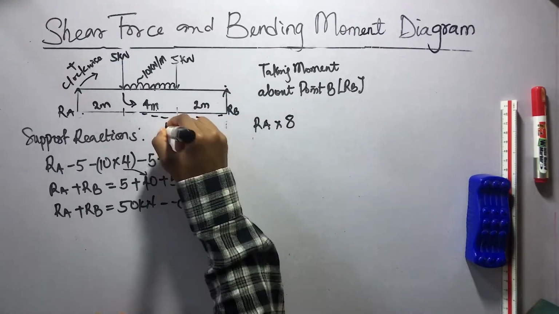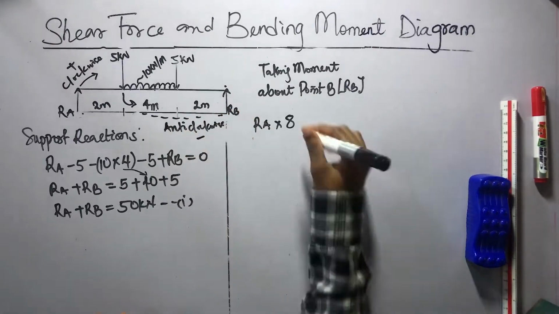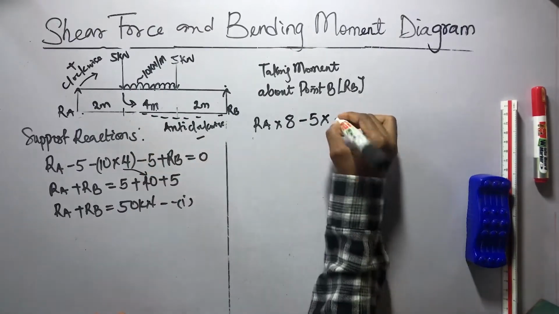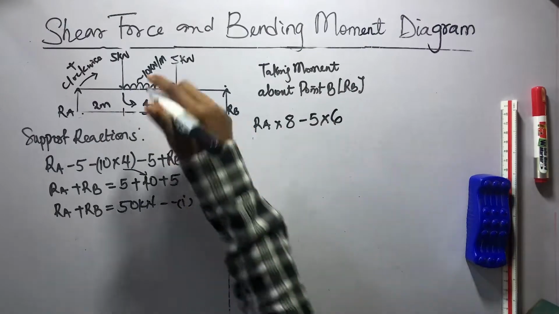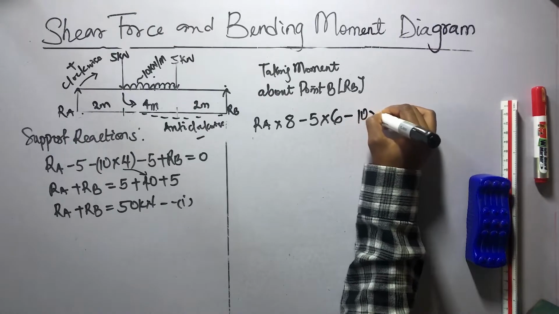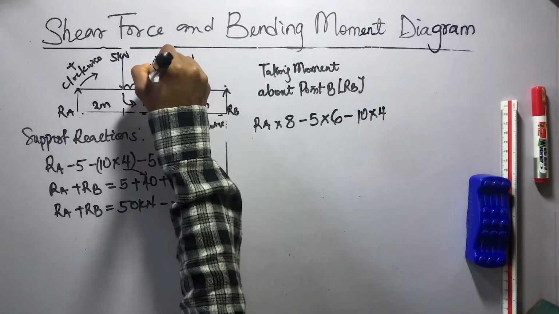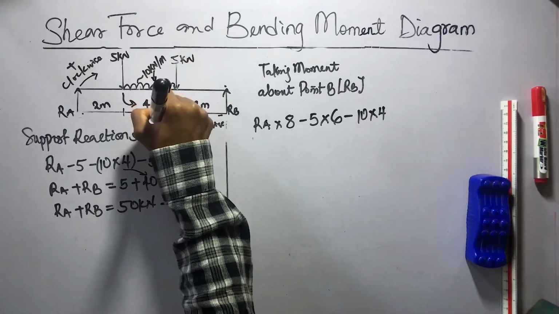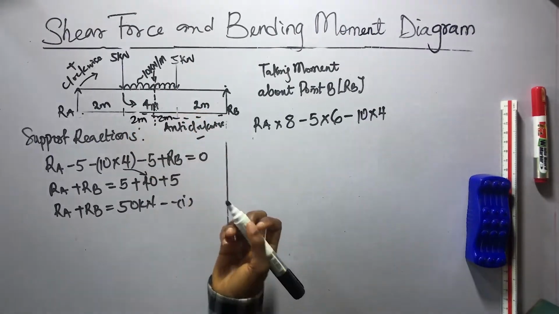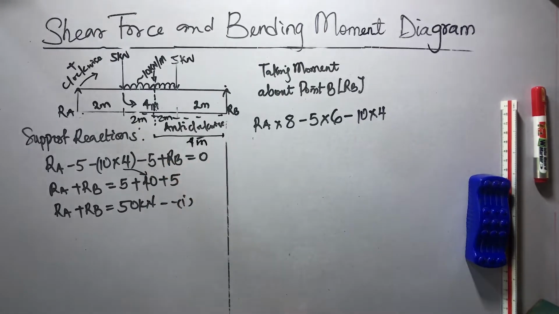So we would have a negative sign, and next we have -5 times its distance, which is 4 plus 2, which is 6. Next is a UDL, which we first convert to a point load, which is -10 times its span, which is 4 meters. Now that it has been converted to a point load, it will act at the middle of its span, which will divide its span into 2 equal parts, 2 meters and 2 meters. So multiply by the distance to B, which is now 4 meters. So we have times 4.